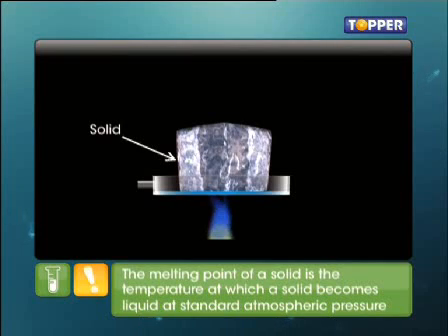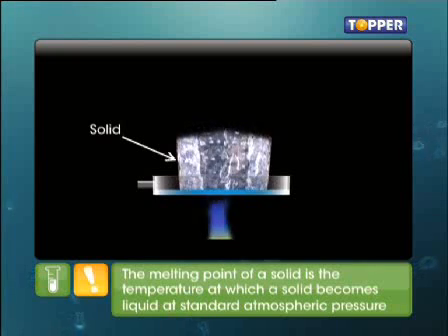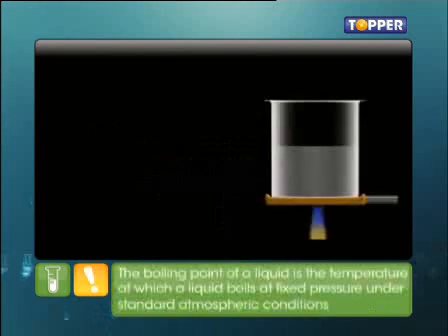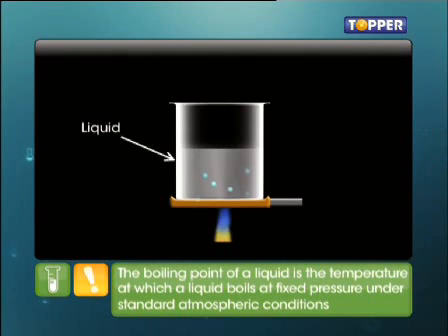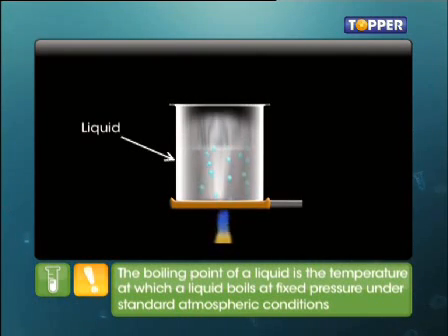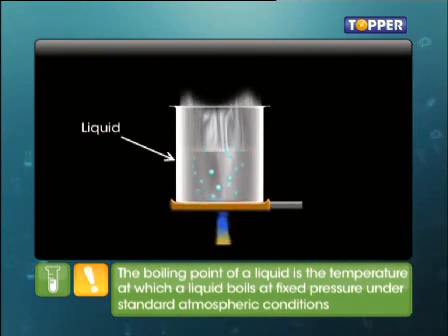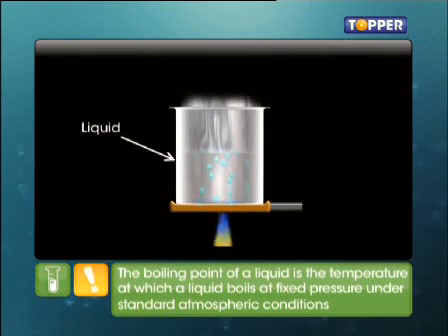The melting point of a solid is the temperature at which a solid becomes liquid at standard atmospheric pressure. The boiling point of a liquid is the temperature at which a liquid boils at a fixed pressure, especially under standard atmospheric conditions.